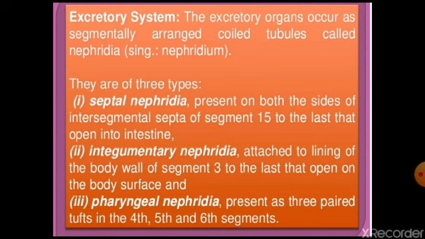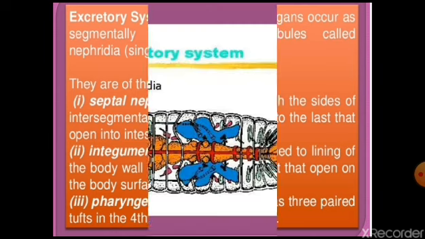These nephridia are of three types. These are septal nephridia, integumentary nephridia, and pharyngeal nephridia. Septal nephridia are present on both sides of intersegmental septa on segment 15 to the last that open into the intestine. Integumentary nephridia are attached to the lining of the body wall of segment 3 to the last that open on the body surface. And pharyngeal nephridia are present as three paired tufts in the fourth, fifth, and sixth segment.